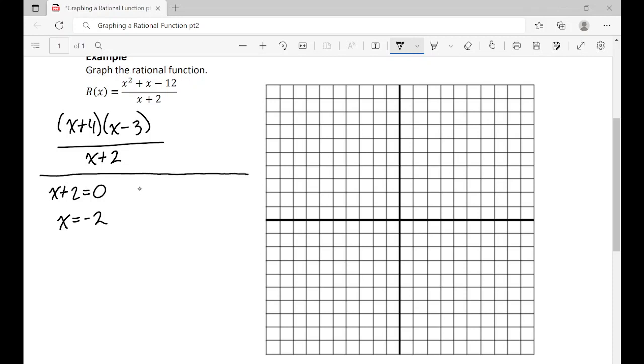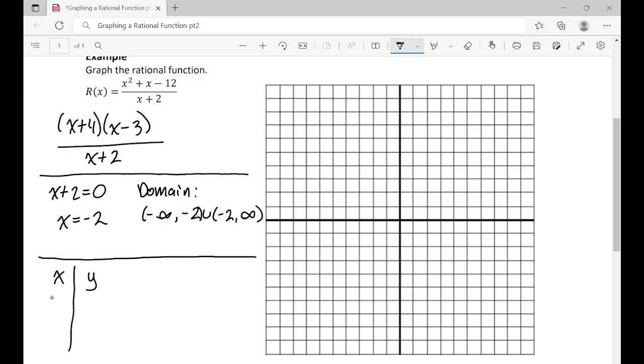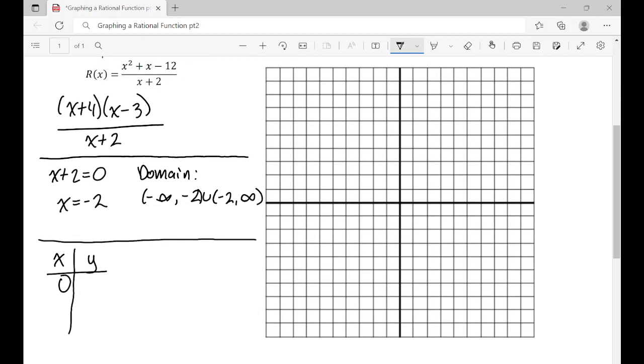So I know that my domain of this function is going to be from negative infinity to negative 2 union negative 2 to infinity. And since it's in lowest terms here, nothing I need to cancel out, so it's all good. And now that I know the domain, I can move on to the intercepts. I'm going to let x equal 0 and solve for y, and let y equal 0 and solve for x.